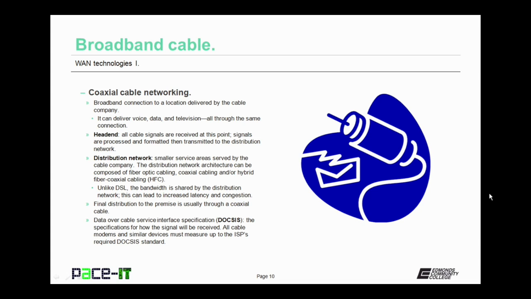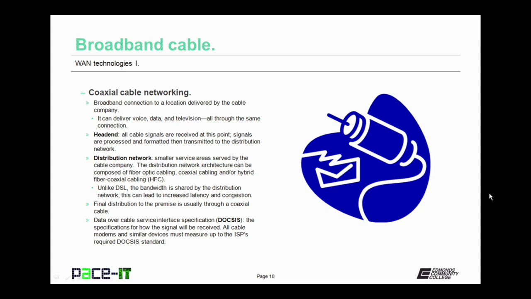The signal is then processed and formatted and then transmitted to the distribution network. The distribution network is a smaller service area served by the cable company. The distribution network architecture can be composed of fiber optic cabling or coaxial cabling and or a hybrid fiber coaxial cabling, or HFC. Unlike DSL, the bandwidth of the distribution network is shared by all of those who connect to it. This can lead to increased latency and congestion during busy times. The final distribution to the premise is usually through a coaxial cable.